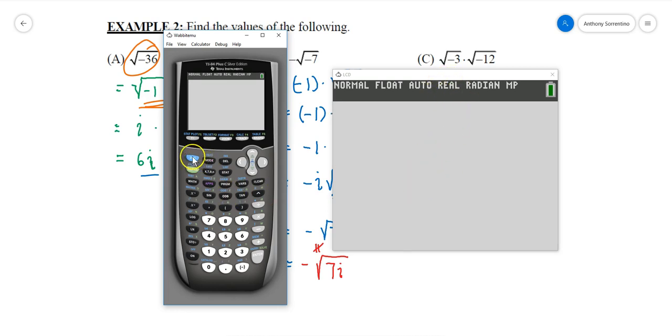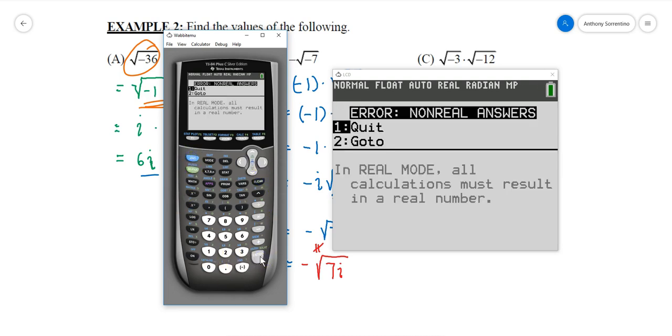And so first of all, if I try to just do the square root of -3 and hit enter, I'm getting non-real answers, and that stands to reason because the square root of -3 is not going to be a real number. The square root of -12 is not going to be a real number. So in real mode, as it says here, all calculations must result in a real number. So that means it's telling me that if I want to carry through this calculation, I have to put it into another mode.